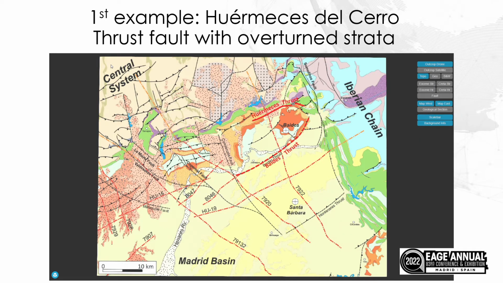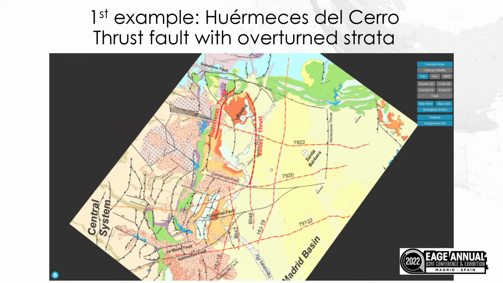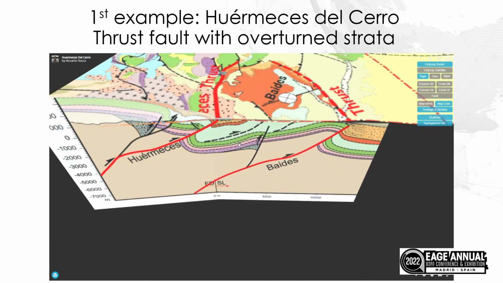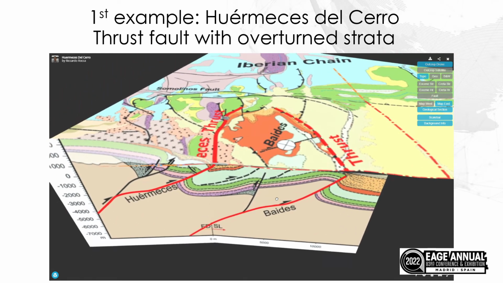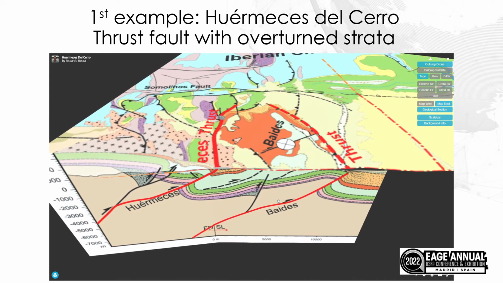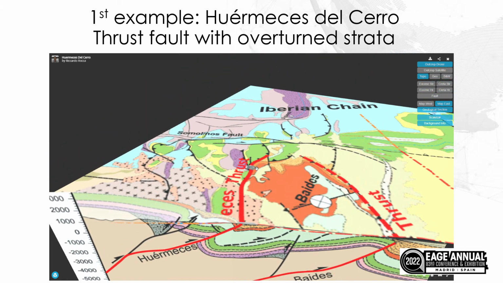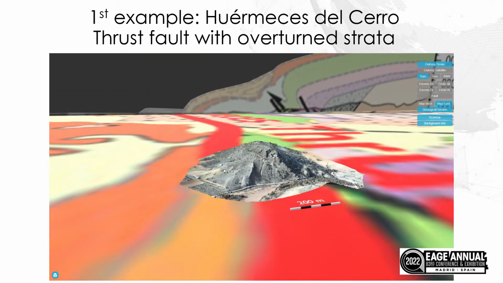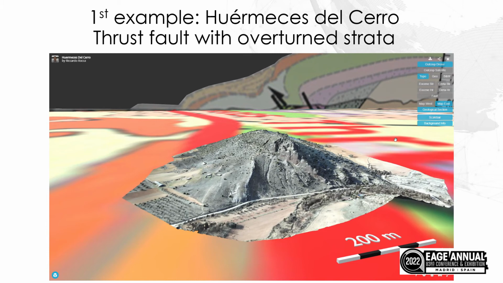So let's see a first example, the Wermeses thrust. This is the general map, but now we reorient it and we show it together with the cross section. We focus on the Wermeses thrust, on the outcrop that is along the fault trace over there, and we zoom in. And this is the outcrop that I've shown so far. So we remove the other elements.